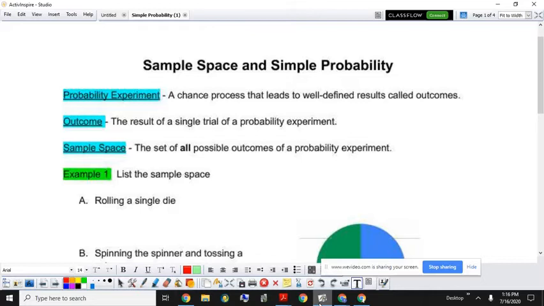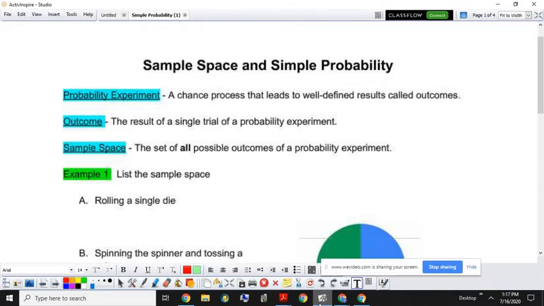So first of all, probability experiment. It's just a chance process that leads to well-defined results called outcomes. So when we do a probability experiment, toss a coin, roll a die, we call that an outcome. An outcome is just a result of a single trial of some experiment that we do. Sample space is all the possible things that can come out of a probability experiment. So all your possible results.